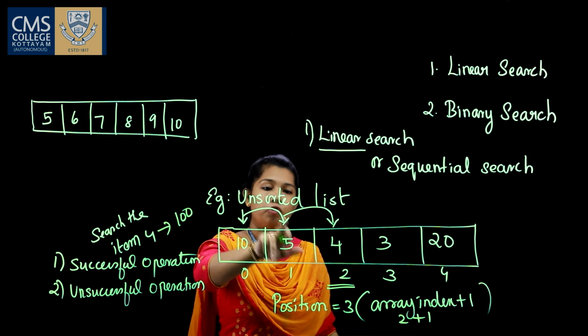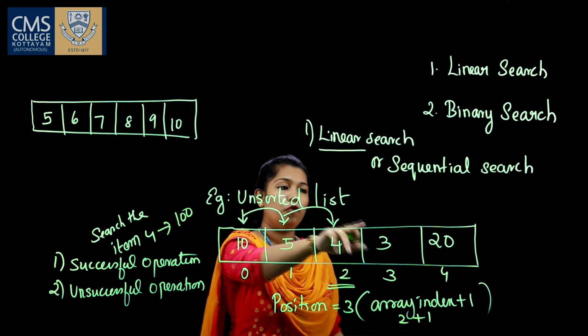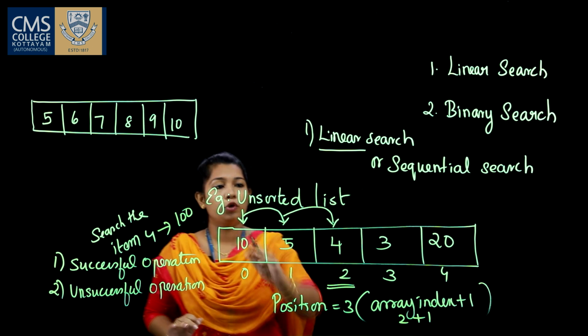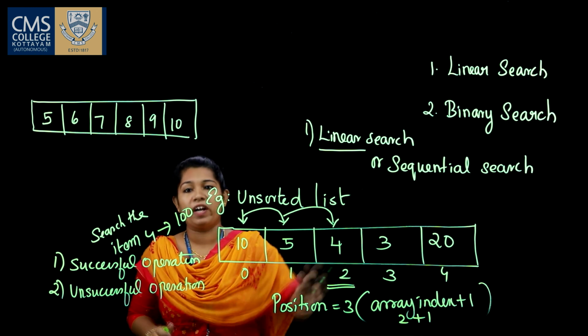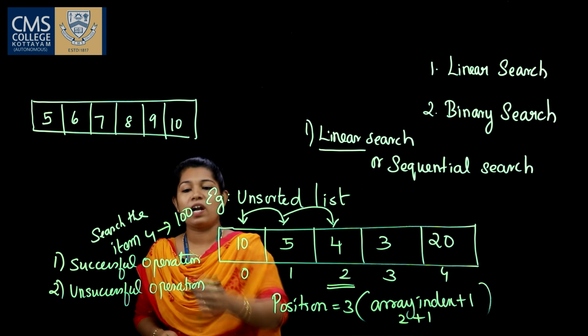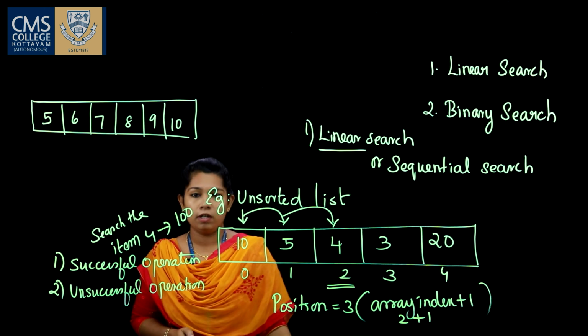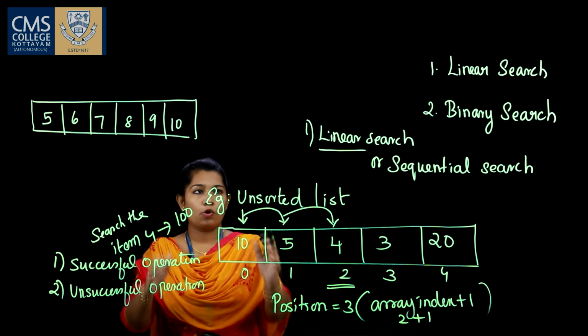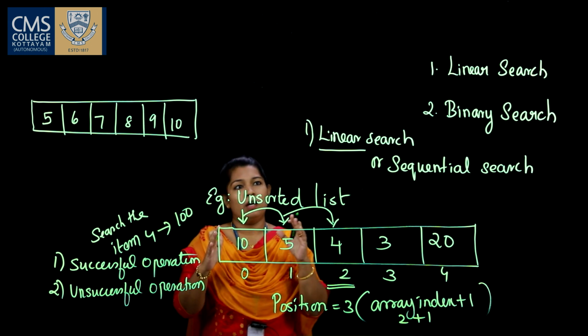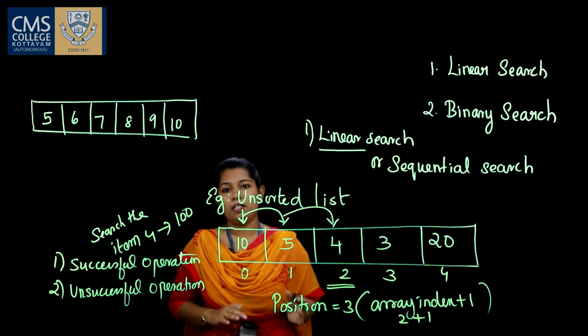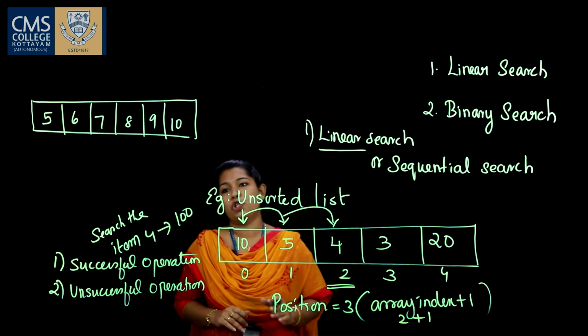We start from the first element, and if there is no match you go to the second element, then the third, fourth, and so on until the end of the list. At the end you find that there is no match. That is your unsuccessful operation, where you display the result as the item is not found. This is the main process of how linear search works.